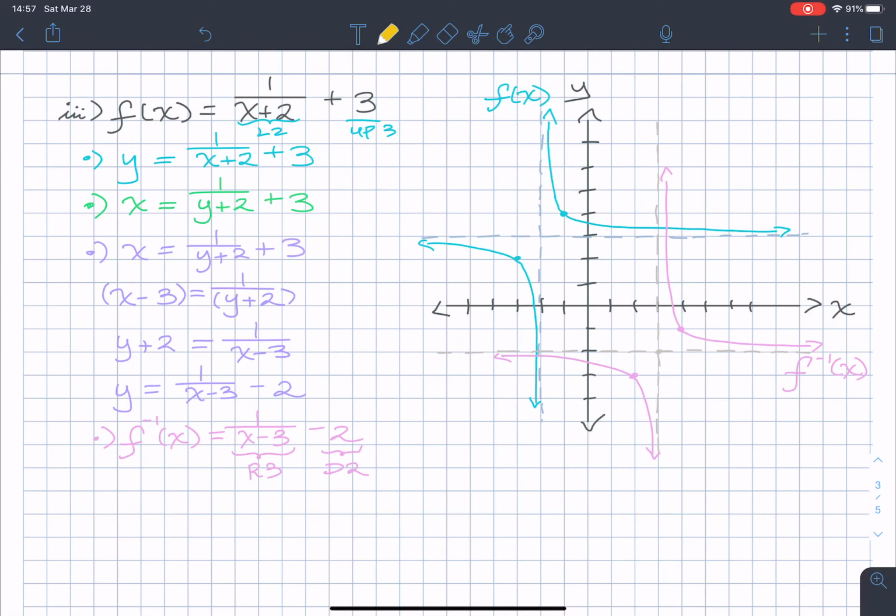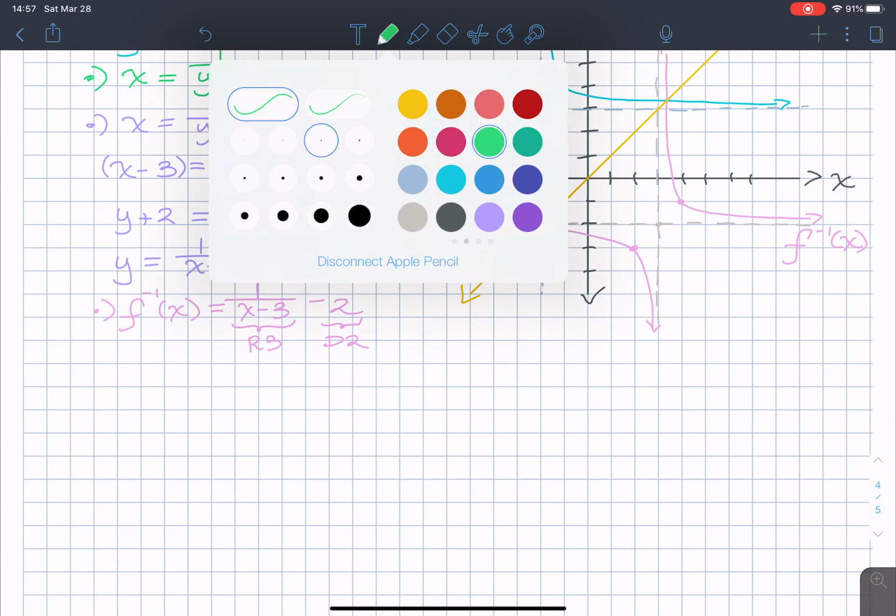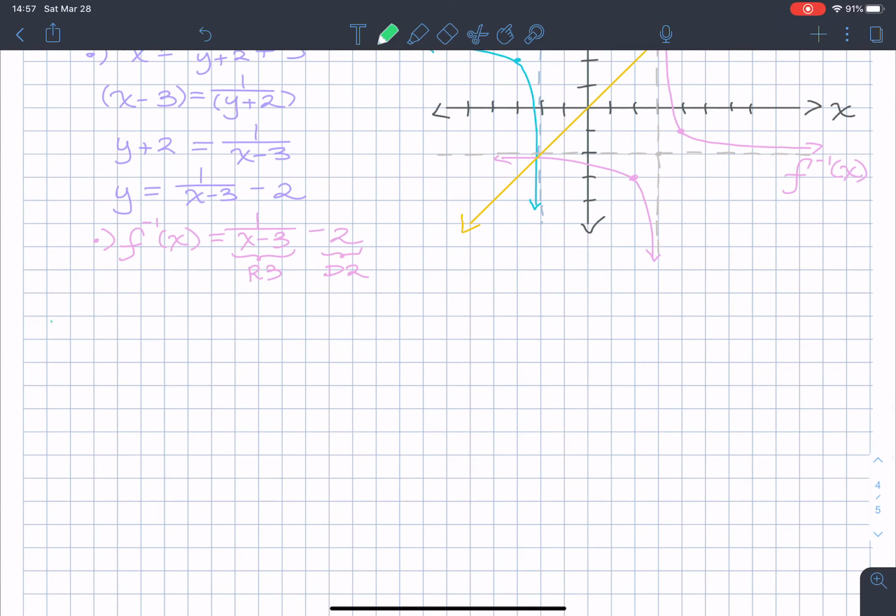Okay, so let's once again notice the main diagonal. And yes, it looks like these are indeed reflections of one another across the main diagonal. Okay, so let me note that before I end this video.